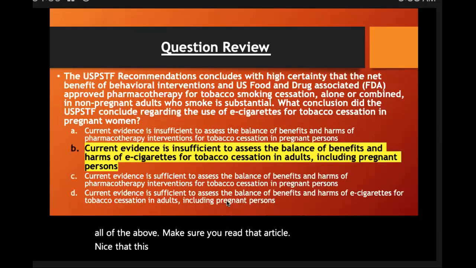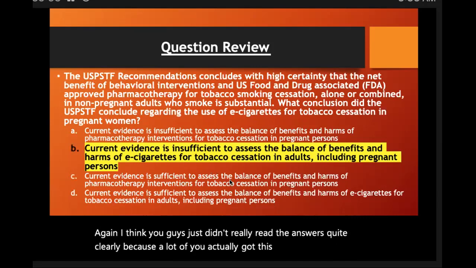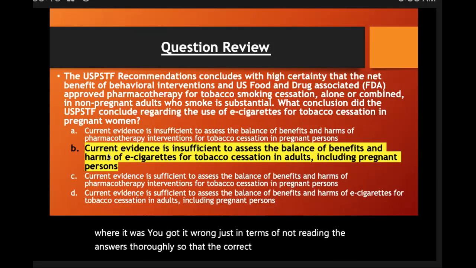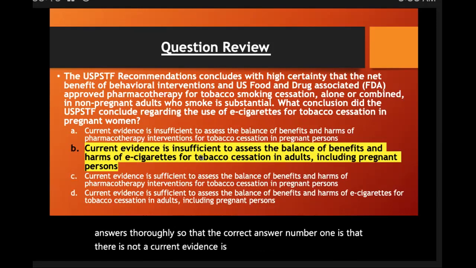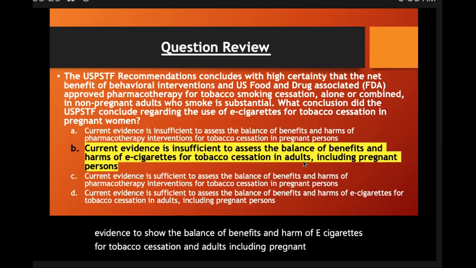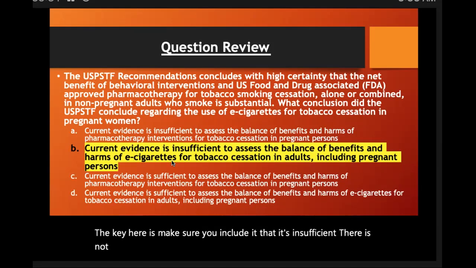This next question also came from that article, same thing. Again, I think you guys just didn't really read the answers clearly, because a lot of you actually got this right, but I could see where you got it wrong just in terms of not reading the answers thoroughly. So the correct answer is that the current evidence is insufficient. There is not enough evidence to show the balance of benefits and harm of e-cigarettes for tobacco cessation in adults, including pregnant persons. Okay, so the key here is make sure you included that it's insufficient. There is not enough evidence. Again, this was right in the article, and it's for both adults, including pregnant persons.